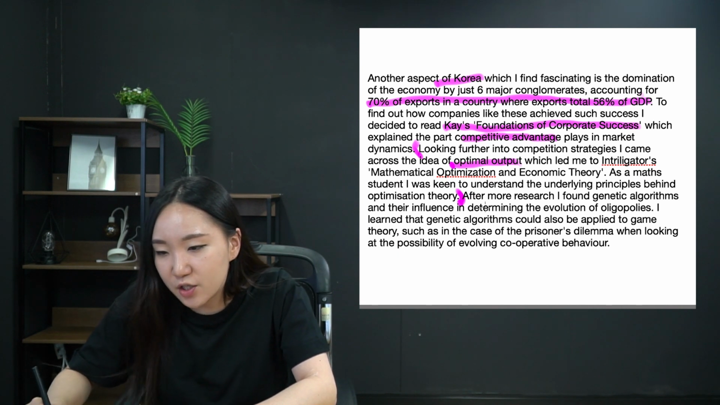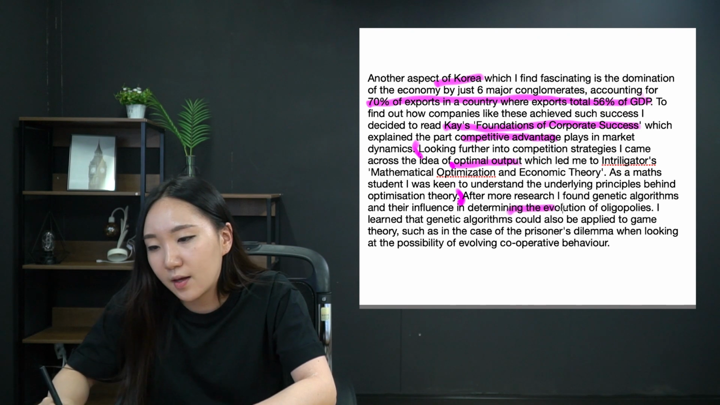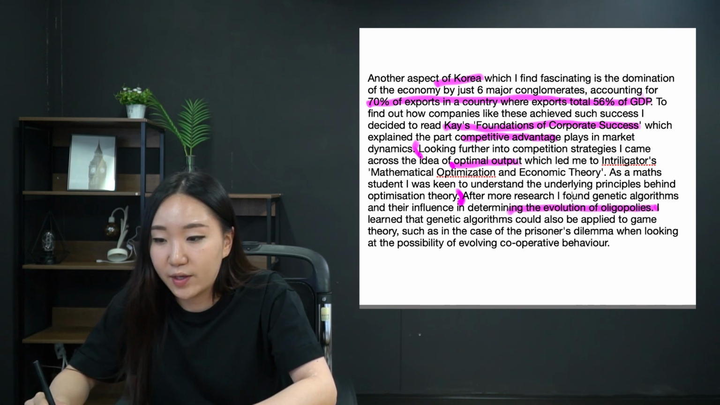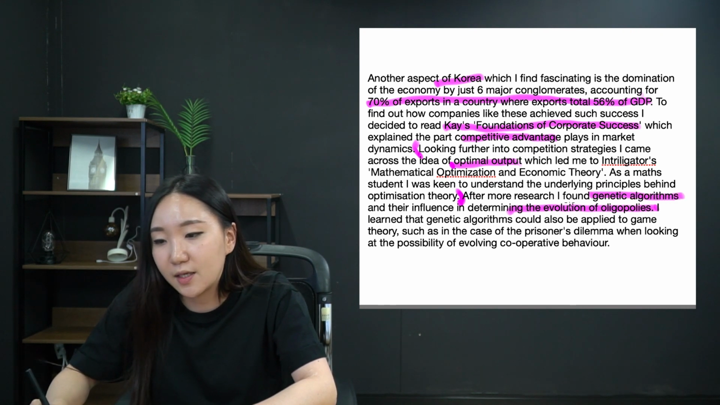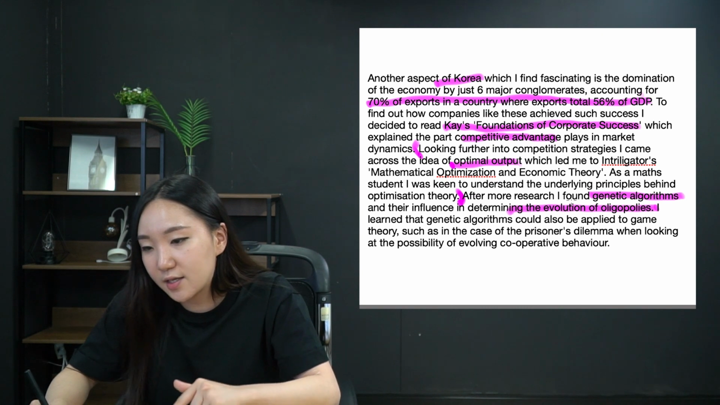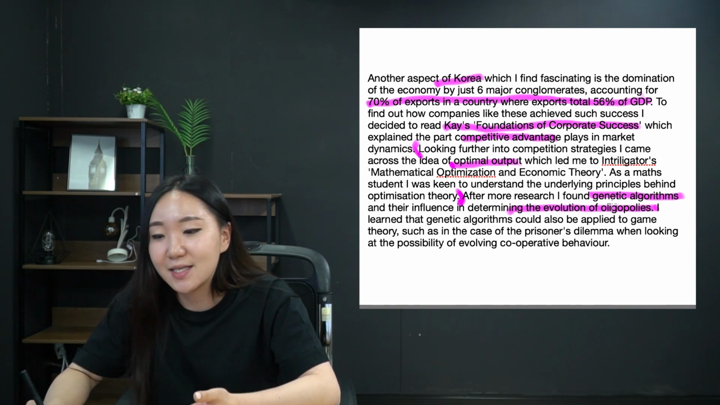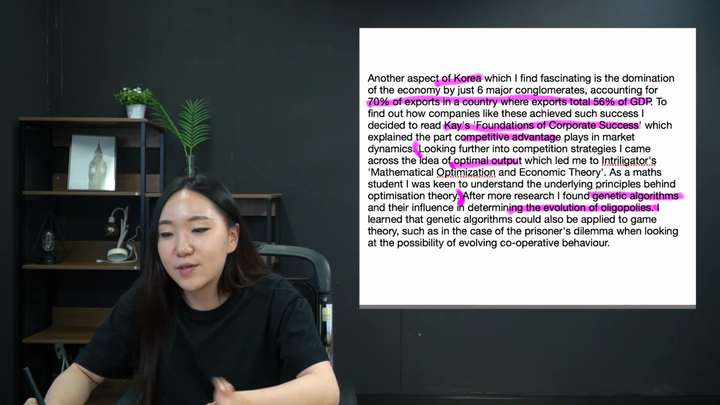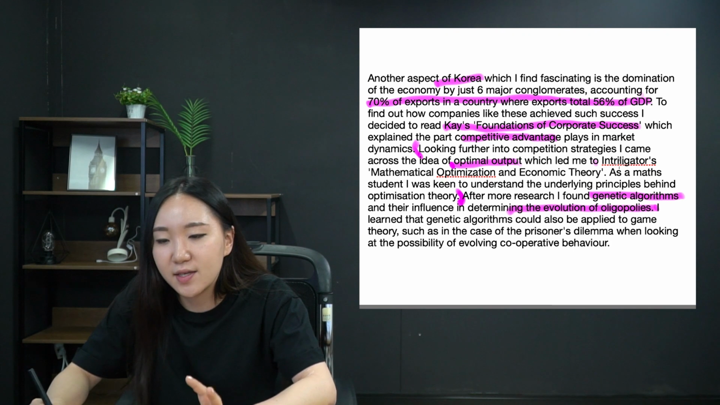After more research, I found genetic algorithms and their influence in determining the evolution of oligopolies. I actually did get asked about this particular point because it is quite complex, I have to say. I mentioned this one in particular because I studied biology as one of my 5 A-levels, and so it linked really nicely in, I thought. This whole paragraph, I was actually shocked to see, is basically university level, I would say.